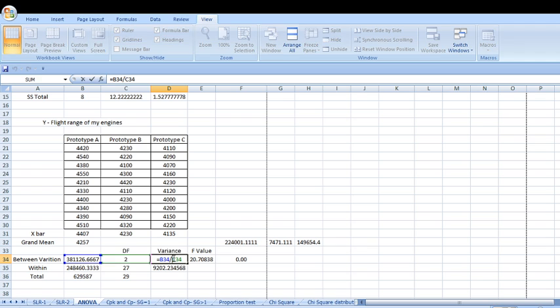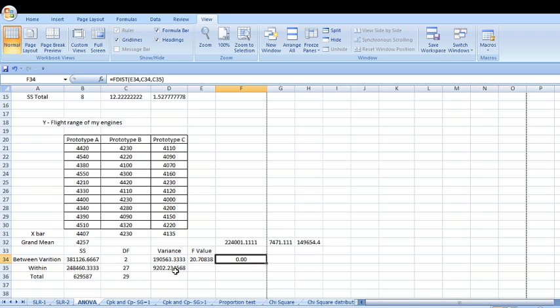The next step was to calculate the variance. As I told you, these are nothing but sums of squares. So I just need to divide the sum of squares by the degrees of freedom, and I get the individual variance. Again, the same individual variances. And if I take the ratio of these two things, I get the F value.